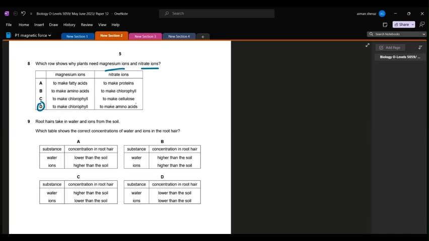Cellulose cannot be the right answer because this is a carbohydrate. It does not contain the nitrogen element in it. It only has carbon, hydrogen, and oxygen. The nitrate ions are responsible to make amino acids, which is responsible to make protein, and that is necessary for the plant to grow. So D is the correct option.